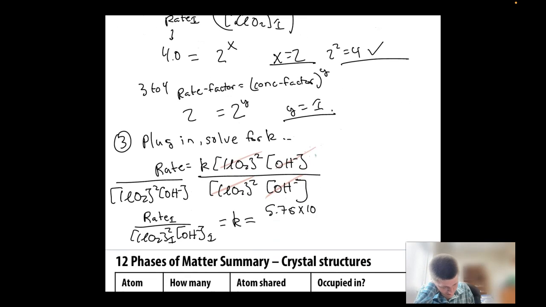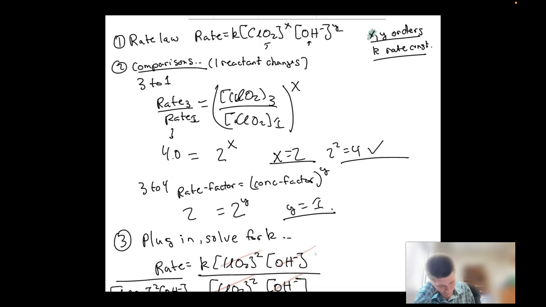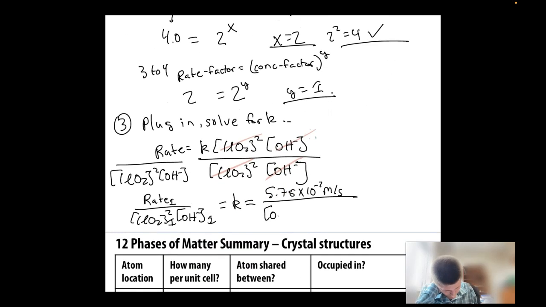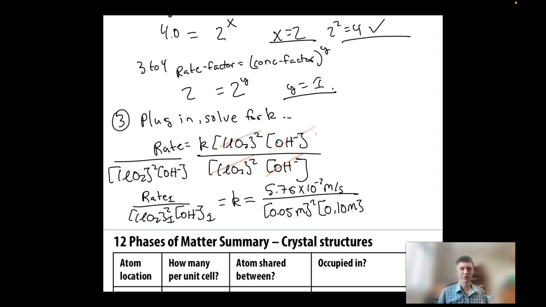5.75 times 10 to the minus 2 molar per second over ClO2. In this case, for trial 1, that was 0.05. So 0.05 molar squared times OH minus was 0.1. When you go through and do that in your calculator, you should get our final answer. When I do that, I get k equals 230 1 over molar squared second squared.